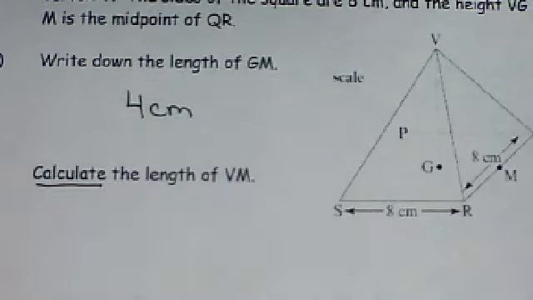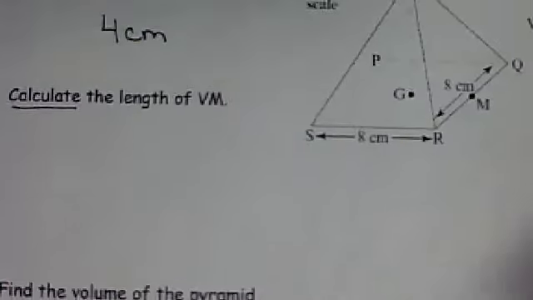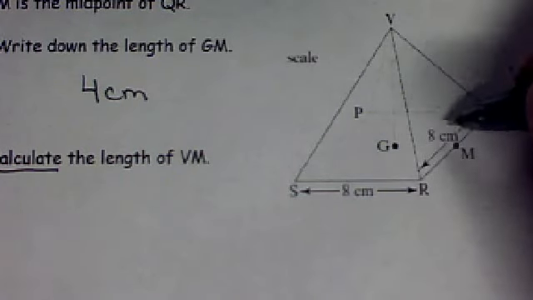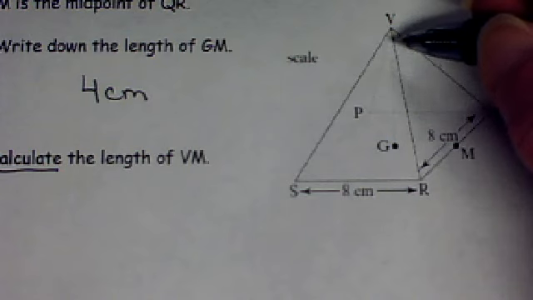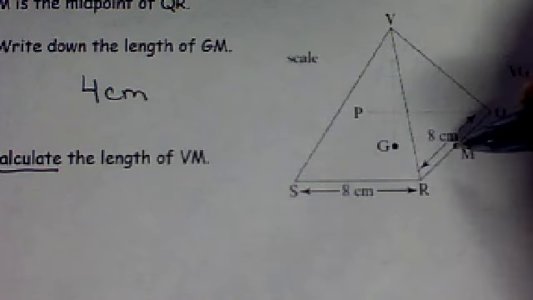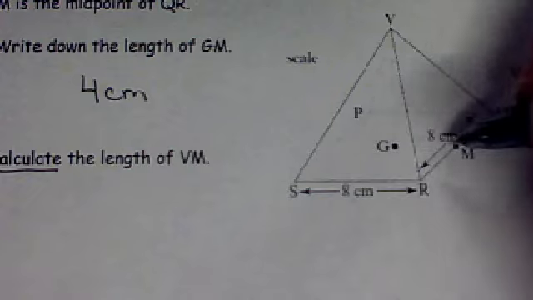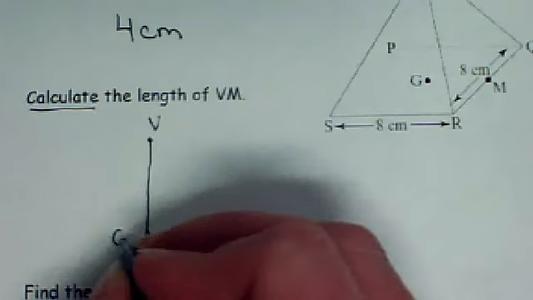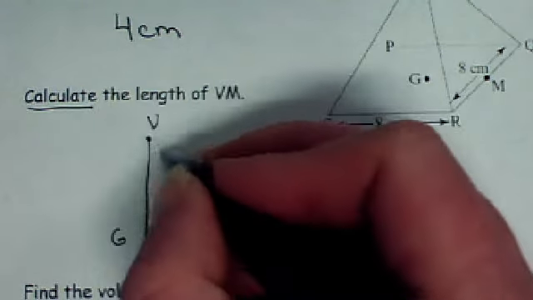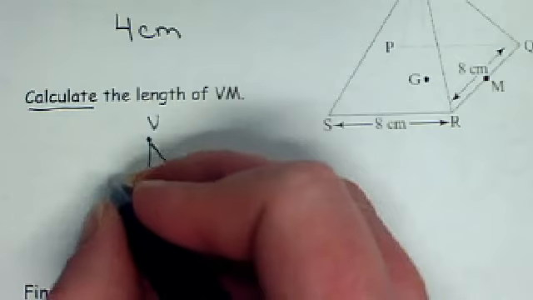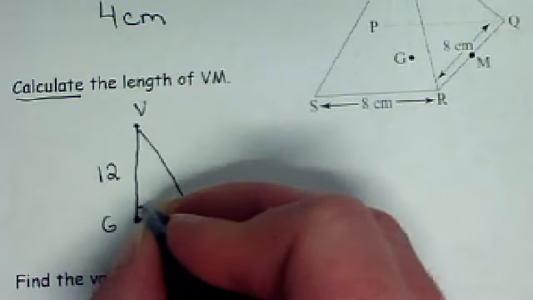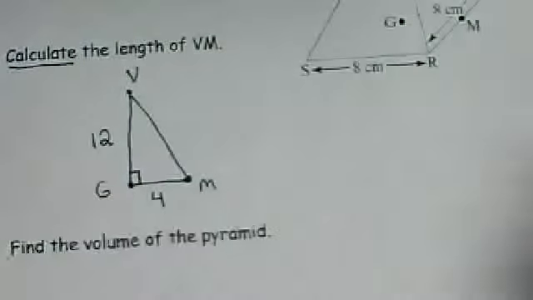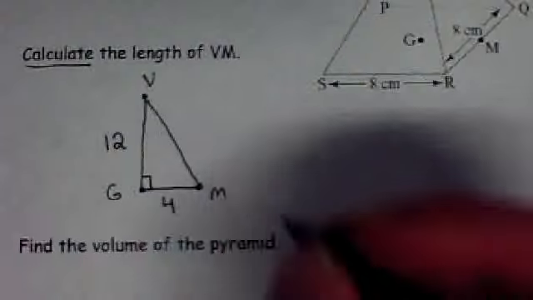Notice the difference. Calculate the length of VM. So notice where VM is. It's going down the middle of that. If I think about going inside of that pyramid, I end up with this little triangle. V goes straight down to G, and it went across to M. We already had what VG was. They gave it to us. If that's the height, that's a right triangle. GM is 4. So it's pretty easy to find VM.